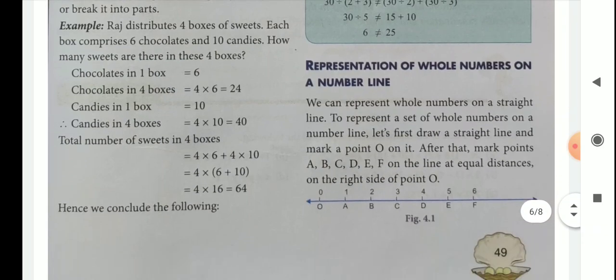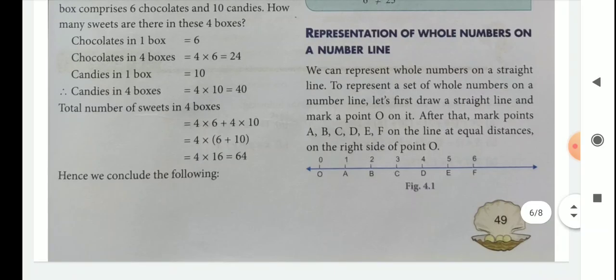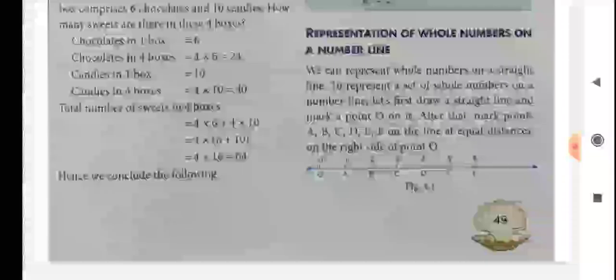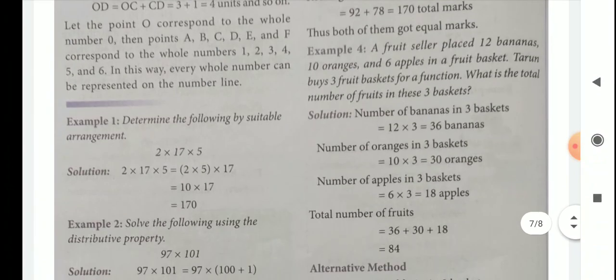Then representation of whole number on a number line. So how we put numbers on a number line, whole number. Here you see, we first start from 0, then 1, then 2, 3, 4, like this we write.